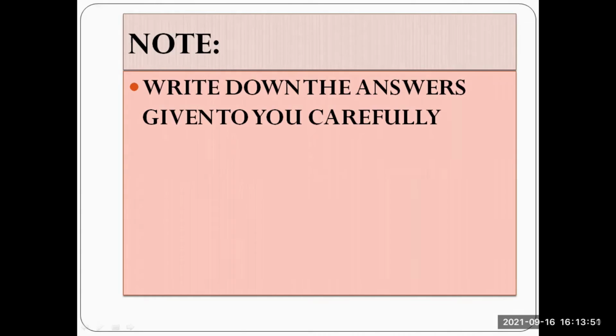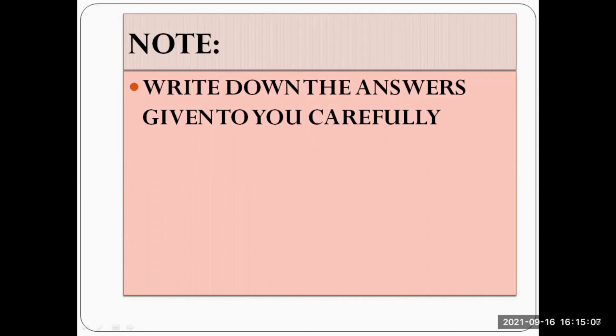Question number 2. Why is shifting cultivation also known as slash and burn cultivation or burn agriculture? Answer. Shifting cultivation is also known as slash and burn agriculture because trees covering the land to be used for farming are felled and vegetation is burned.